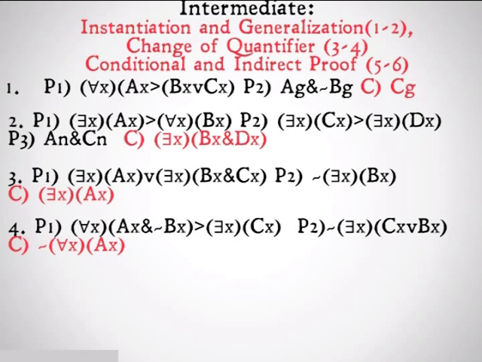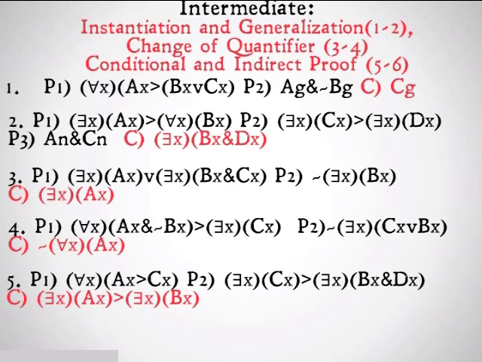Either of those, I encourage you to use change of quantifier with, and the last two, go ahead and use all of those rules as well as conditional and indirect proof. That's going to be: for all x, x is an A implies x is a C. There exists an x such that x is a C implies there exists an x such that x is a B and x is a D. Therefore, there exists an x such that x is an A implies there exists an x such that x is a B.